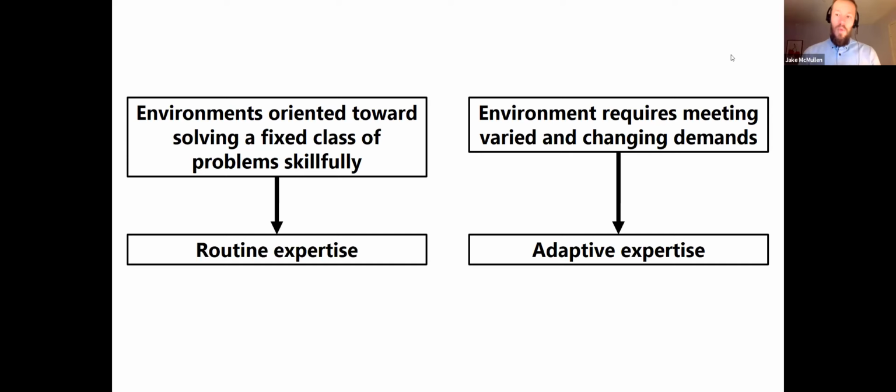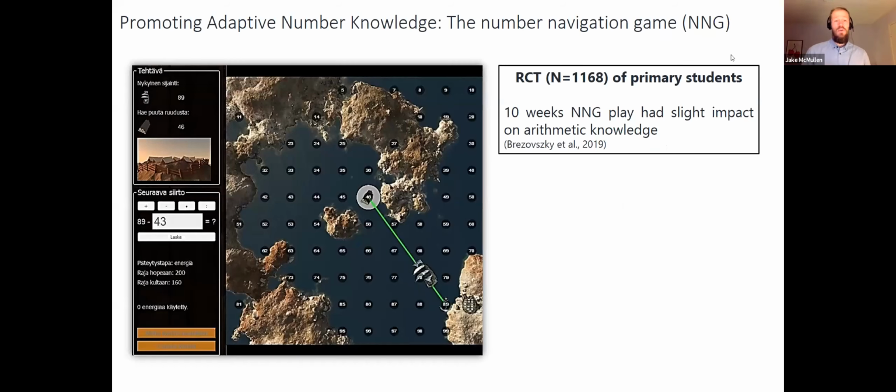So one way we thought that these kinds of learning environments could be designed is through digital learning environments, and especially digital games. The first one that has been designed is called the number navigation game, and this was to promote whole number arithmetic. Students have to navigate around a 100 square using arithmetic operations.